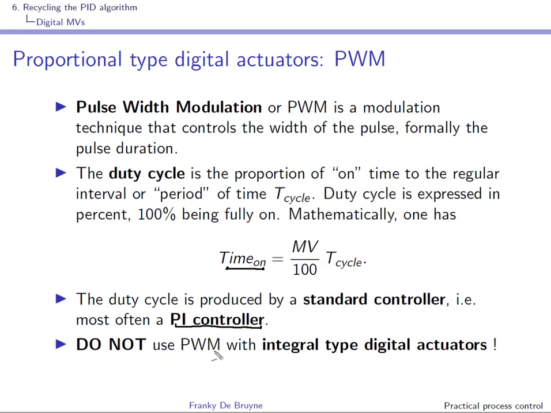Do not use PWM for integral type digital actuators. Anyway, this would be difficult because the duty cycle, when you translate it to a state, will only produce 2 states, on and off, and as you know, for an integral type digital actuator, you have three states. Pulse width modulation you have encountered in other courses that involve power electronics.